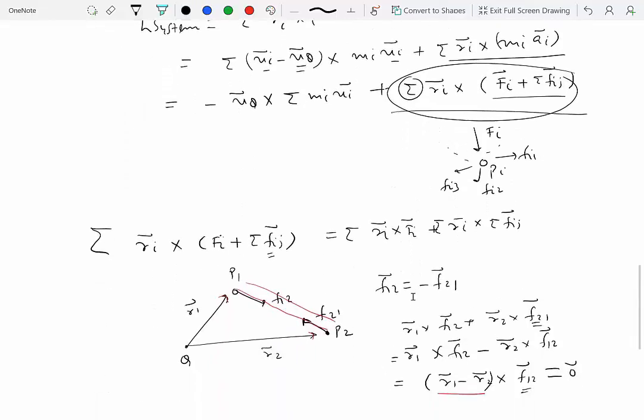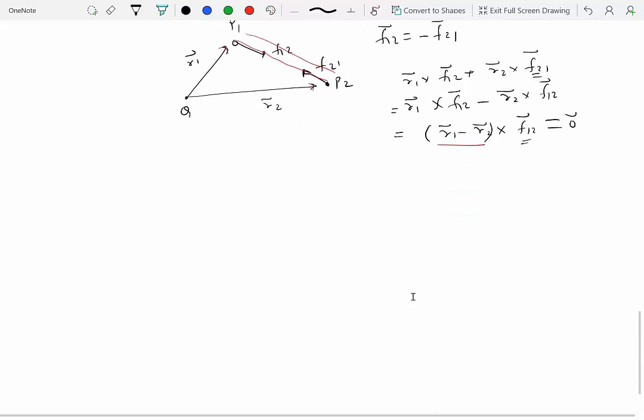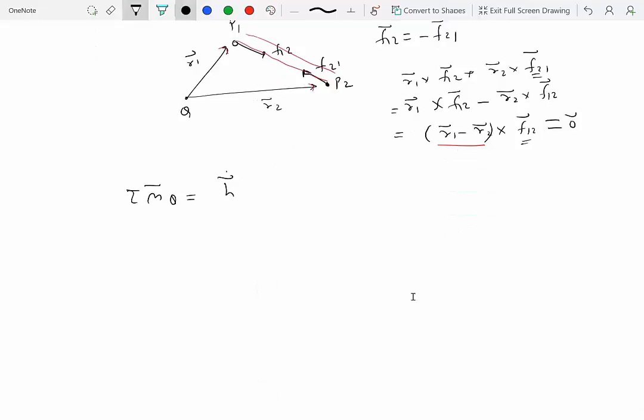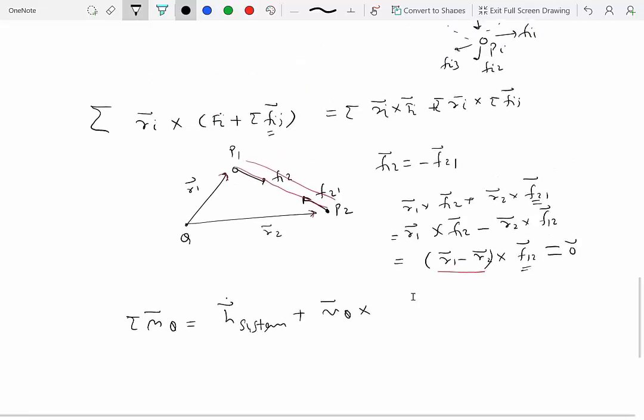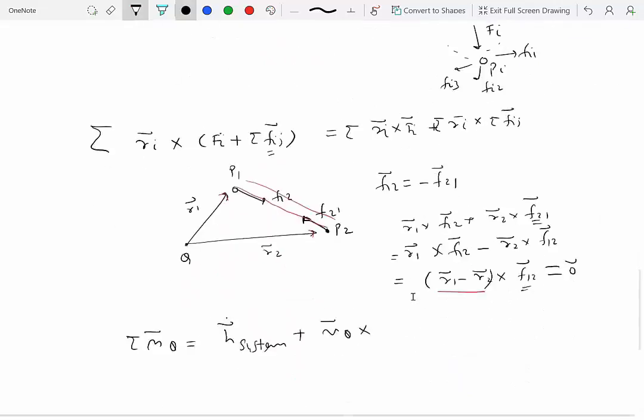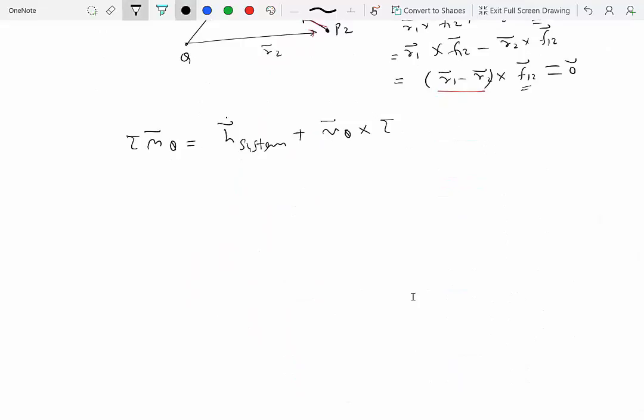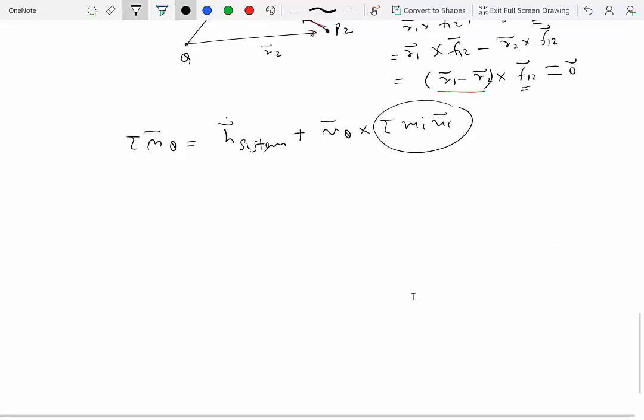So let's write this quantity. This is now nothing but sigma M about Q. Let's write that. So sigma M about Q is equal to H dot of the system plus VQ cross this first term, which is sigma mi vi. Let me first write that and then I'll simplify that. Sigma mi vi. Now what is sigma mi vi really?